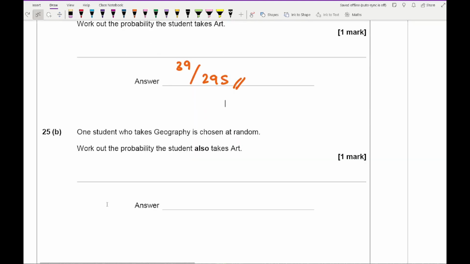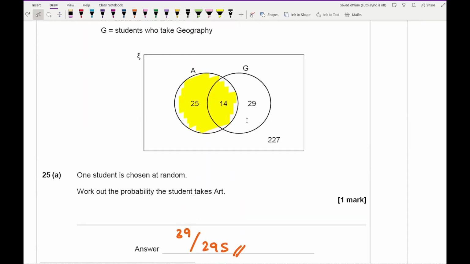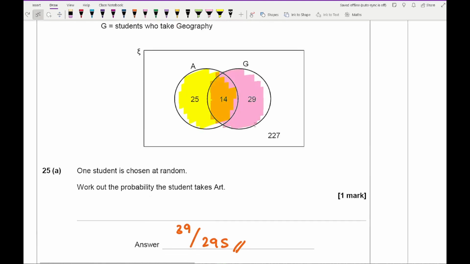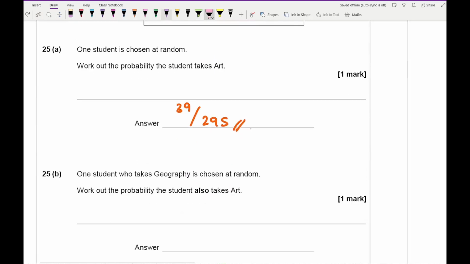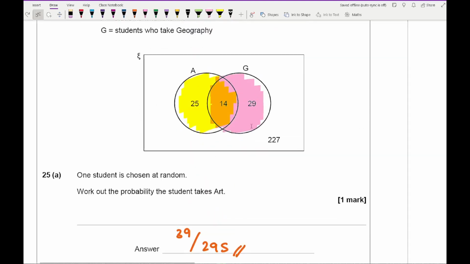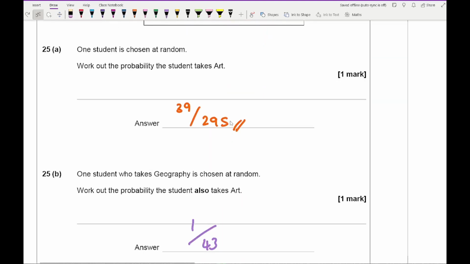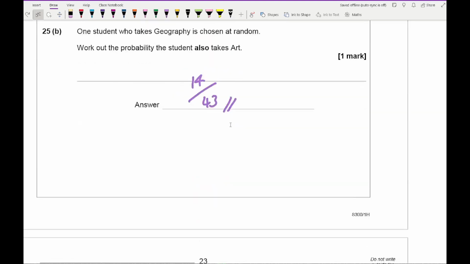Then for B, it says one student who takes geography is chosen at random. Work out the probability that the student also takes art. So here we're looking at geography only. So we're just looking for that pink section. So we've got a total population of 14 plus 29, which is 43. And out of those 43, how many take art? Well, that's going to be 14. So the answer then is 14 over 43.